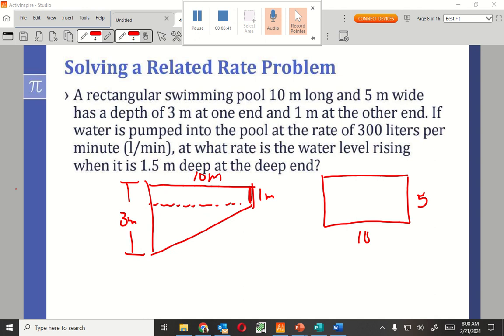Does that make sense? Kinda? Okay, hopefully. Alright, so then I'm going to have a couple different things. Let's continue reading here. If water is pumped into the pool at the rate of 300 liters per minute, at what rate is the water level rising when it is 1.5 meters deep at the deep end? Okay, so now I know it's going to be a volume problem.